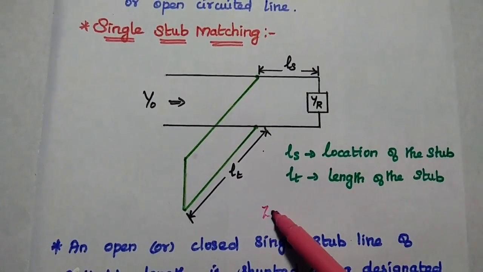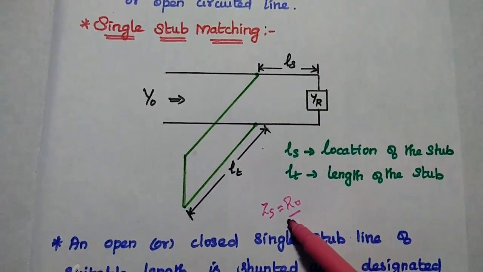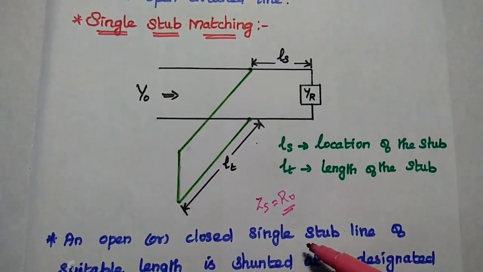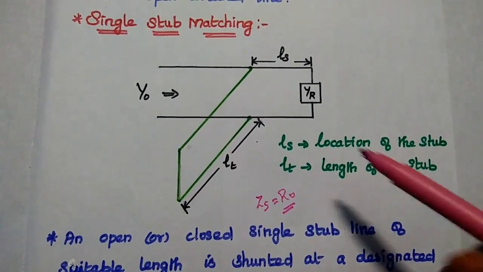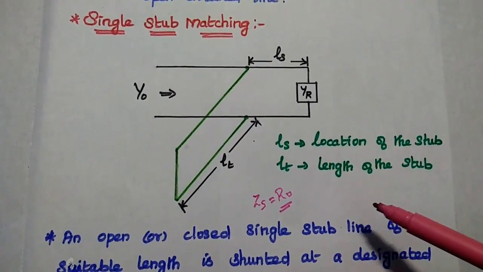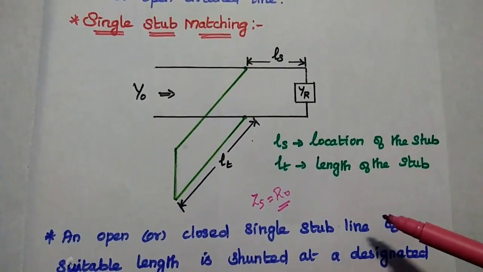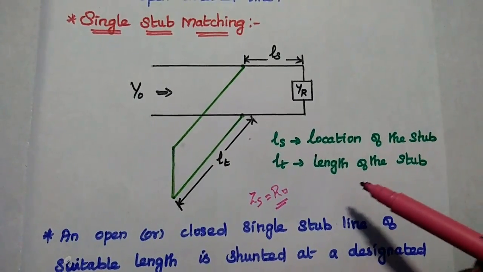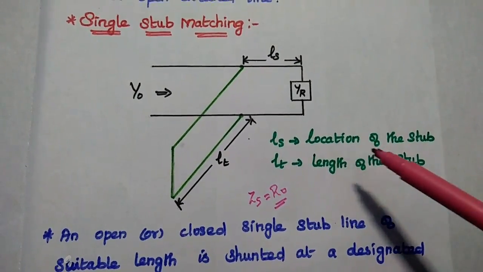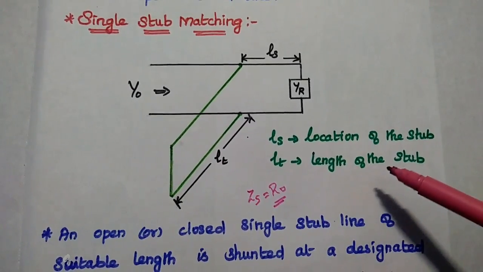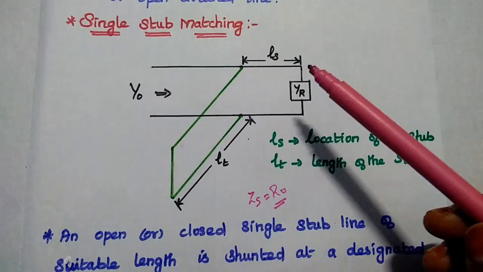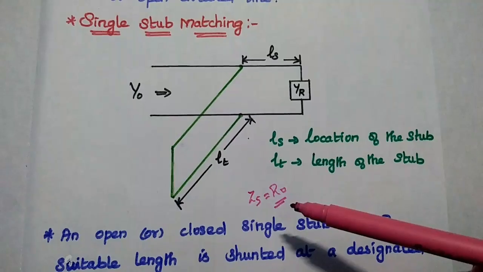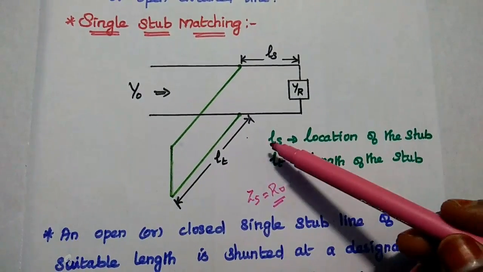So whenever the source impedance is equal to the characteristic impedance, then we can achieve the impedance matching between source, characteristic impedance and receiver impedance. Do you all understand this concept? Then only we can transfer the maximum power from source to destination. In single step matching, we have to consider two important parameters: one is the location of the step, the next one is the length of the step. The location of the step means the designated distance where the source impedance is equal to the characteristic impedance, and also the length of the step.